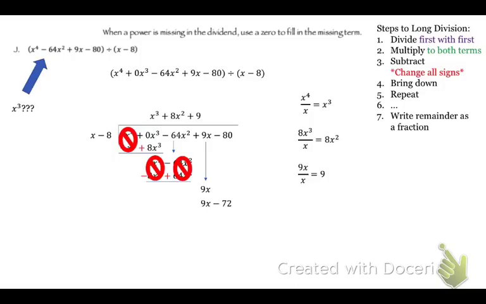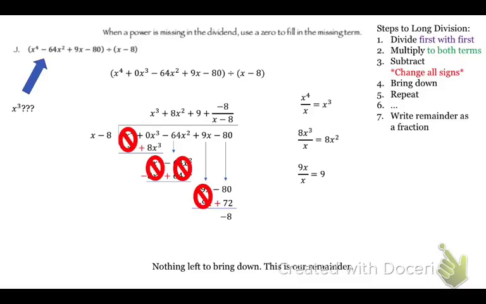Multiply, so 9 times x is 9x. 9 times negative 8 is negative 72. And we need something to subtract that negative 72 from, so I'm going to drop down this negative 80 also. Now I'm going to subtract, change those signs. Those cancel. I'm left with negative 8. And this is our remainder, so it's plus negative 8 over x minus 8.